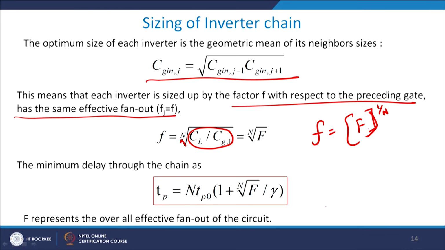Therefore, the minimum delay is n Tp0. Why n Tp0? Because there are n stages. So I multiply n with Tp0, the delay of one stage, multiplied by 1 plus the nth root of F divided by gamma. Gamma was coming from the previous slide, and capital F represents the overall effective fan out of the circuit.